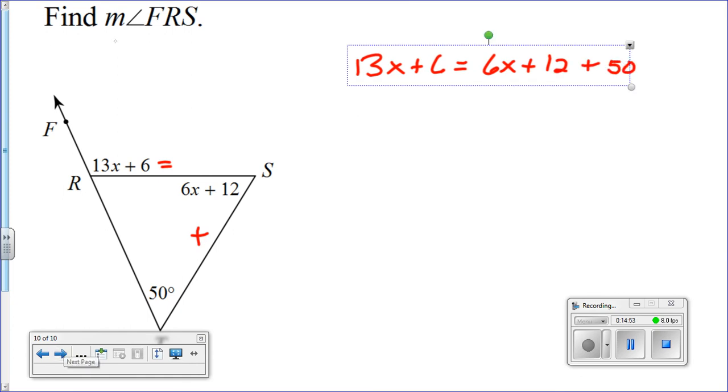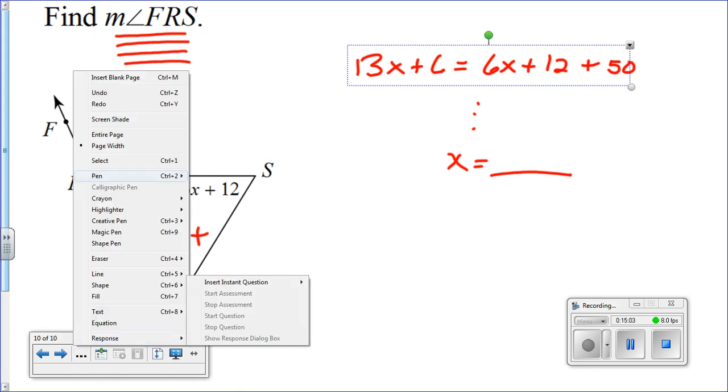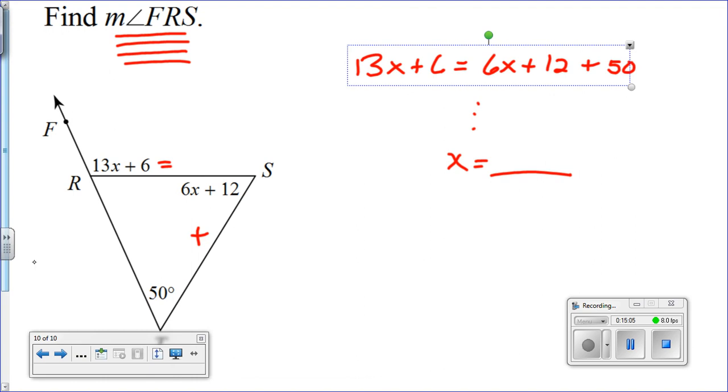Now this one, be careful. This one's asking to find the angle, so when we're done finding x, whatever x comes out to be, we then have to put it in to find the angle. And just so you know, the angle is FRS. FRS. That would be this angle right here. We're looking for this one.